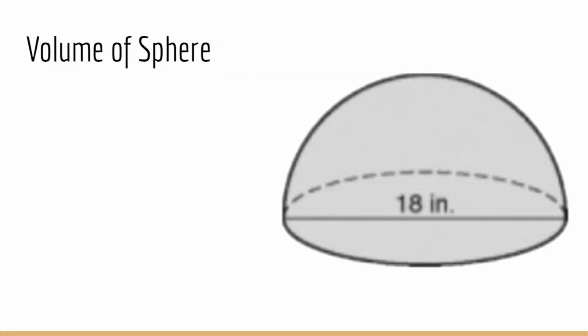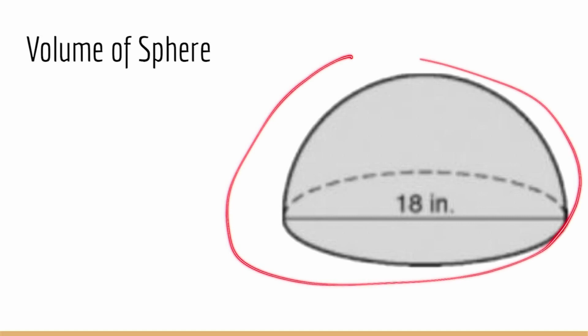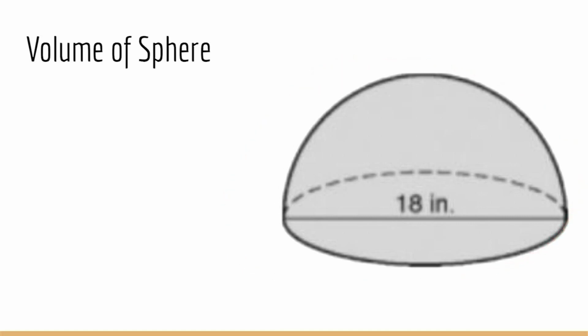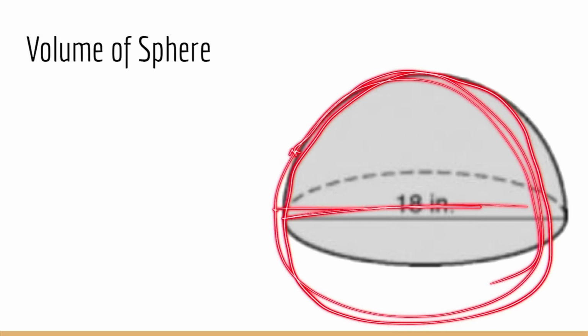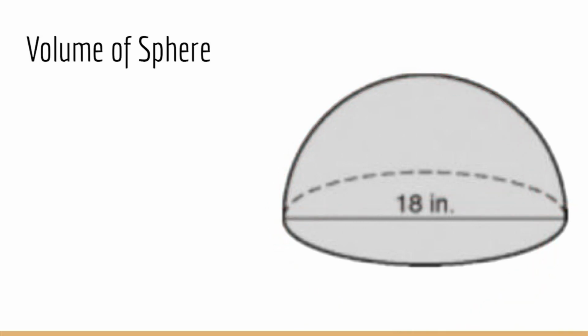Here, we don't have a sphere. We have half of a sphere. So, how do you think we're going to find the volume of this half of a sphere? This hemisphere. Think of any ideas. There's no wrong answer. That's right, we're gonna find the volume as if it was a regular, full sphere, and then we're just gonna divide it by 2 because it's only half a sphere.